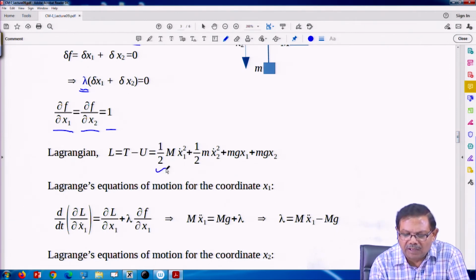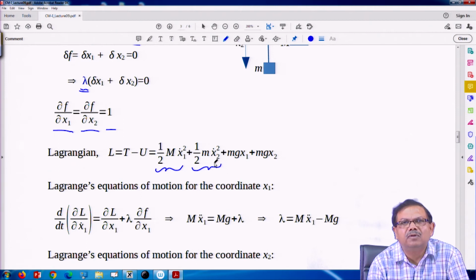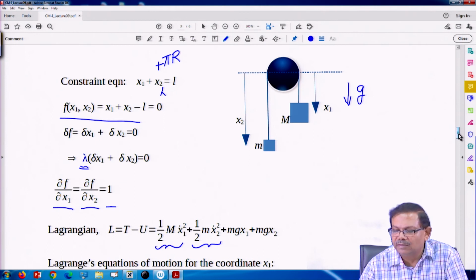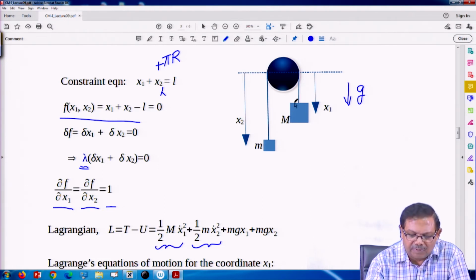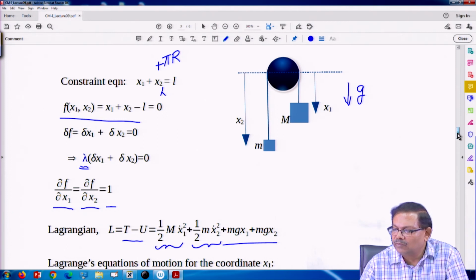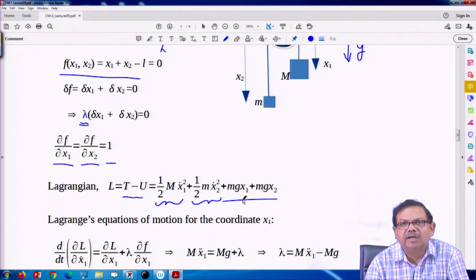For the bigger block, one half m uppercase x 1 dot square; for the lower one, one half lowercase m, the mass of the smaller block, and x 2 dot square; and then their potential energy. That potential energy I am measuring from the center of the pulley. So, the potential energy is negative, and in the Lagrangian I have to take T minus U, so they have become plus. That is my kinetic energy minus potential energy.